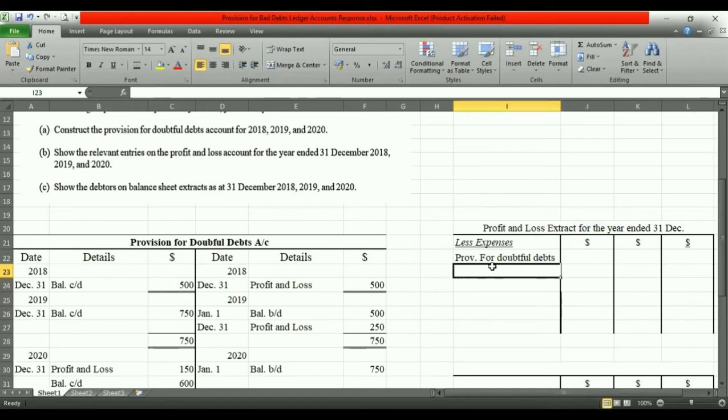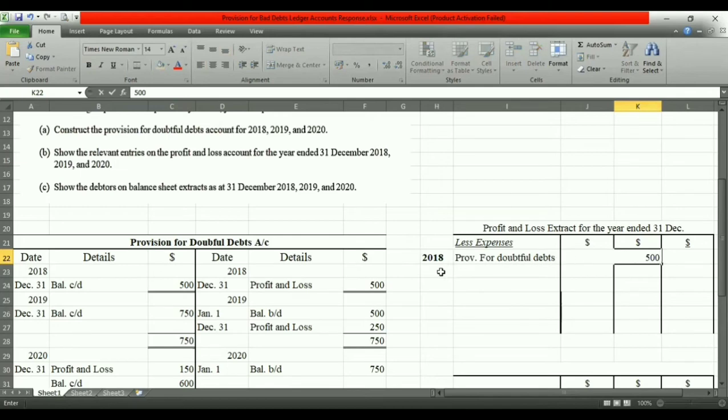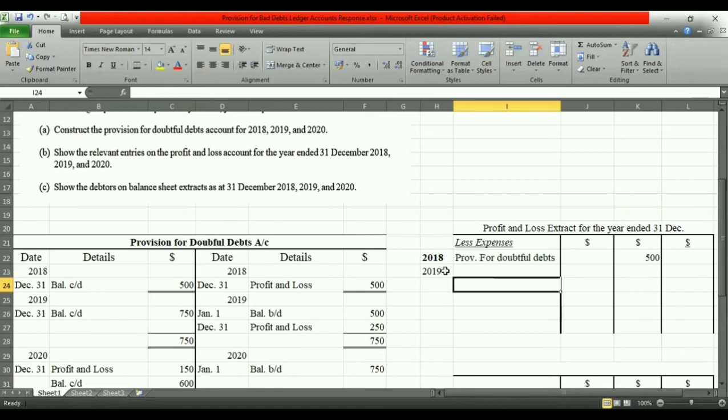And the amount for 2018, we're looking at 2018, so let's put 2018 there to show the year you're working with. For 2018, the amount is the same amount that you're seeing beside profit and loss in your provisions account, and that is 500. We're going to do the same for 2019. Look in your provisions account and pick up the value beside your profit and loss.